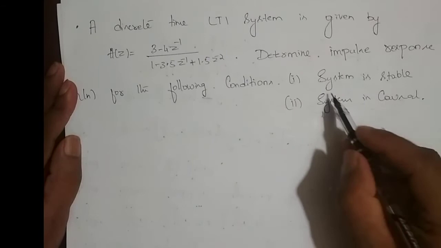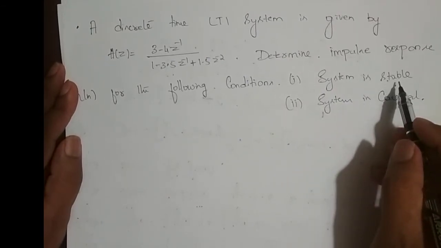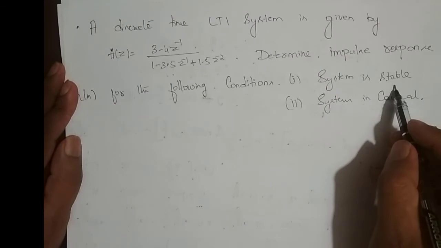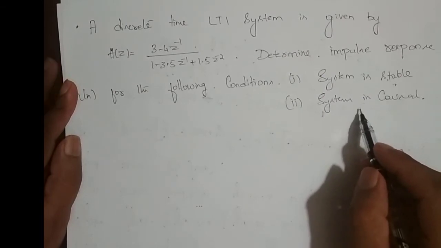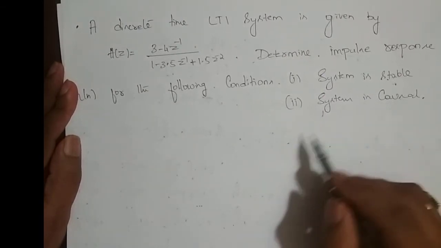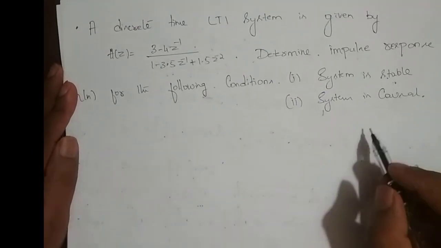Now what is the condition for a system to be stable? Its ROC contains the unit circle, right? And what is the condition for a system to be causal? Its ROC should be on the right side, outside the outermost pole circle, right?